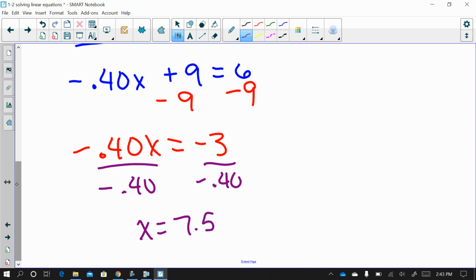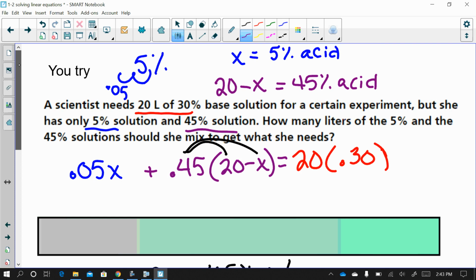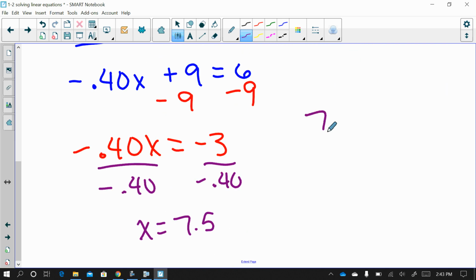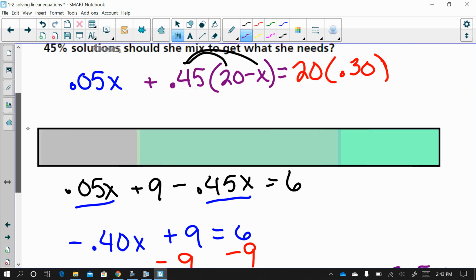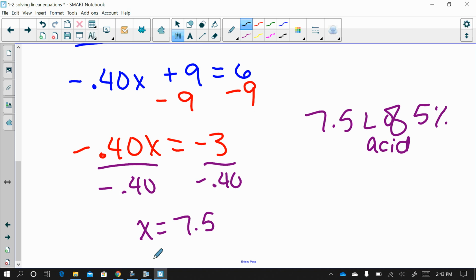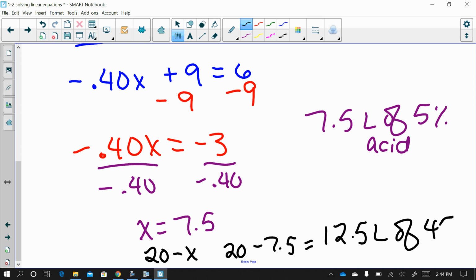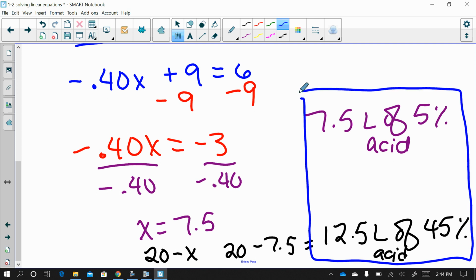Okay, but now we got to think to ourselves, what was x again? X was my 5% acid. So I need 7.5 liters of 5% acid. Okay. 20 minus x gives me the 45% acid. Okay, so now I'm going to do 20 minus x. So 20 minus 7.5, I get 12.5 liters of the 45% acid. Okay, and both of these numbers together gives me my answer.